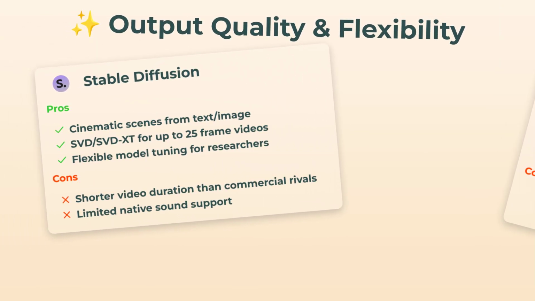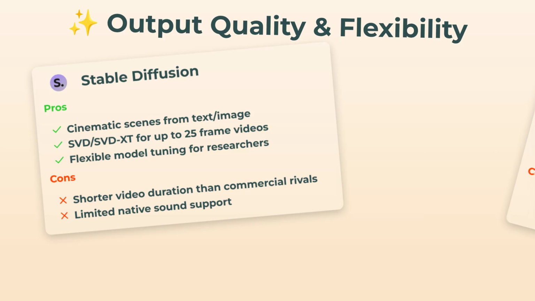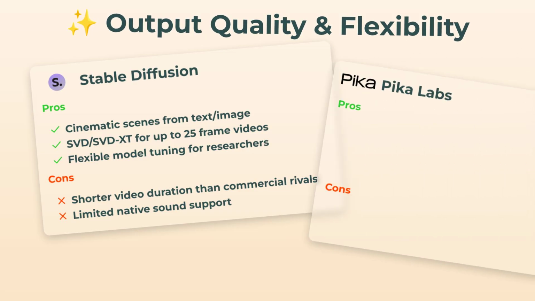Stable Diffusion is capable of some cinematic, moody scenes, whether you kick off from text or an image, and the newer SVD models boost your video up to around 25 frames. Researchers really get a canvas to play with, tuning stuff, pushing limits, but there is a catch. Videos are kinda short versus other pro tools, and you're not getting native sound support out of the box.